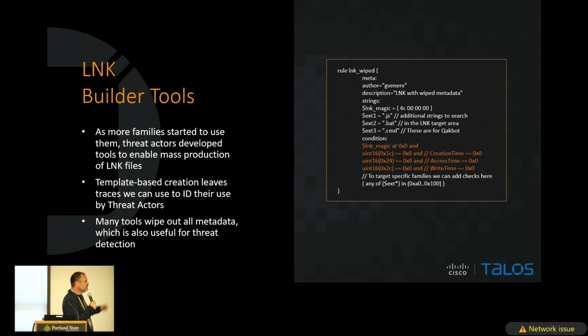I check a few fields there that are always present when you create a link file, and look for a target that has a JS, BAT, or CMD extension. This was used by Quackbot after the research that I did here. Quackbot started wiping out the metadata in the files because they knew that they could be tracked by this. So we'll see this in a bit. But this is an example of how you can use the metadata, or the lack of metadata, in a file to detect these things.